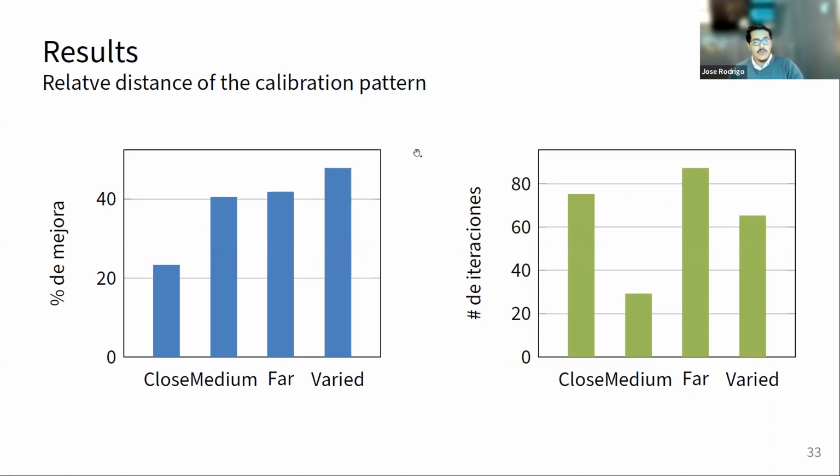We came to a conclusion that even though the number of iterations is less when it is positioned at a medium distance, it gets an average number of iterations when it's positioned at varied distances. So we came to a conclusion that varied distances is the best way to put our camera calibration pattern.